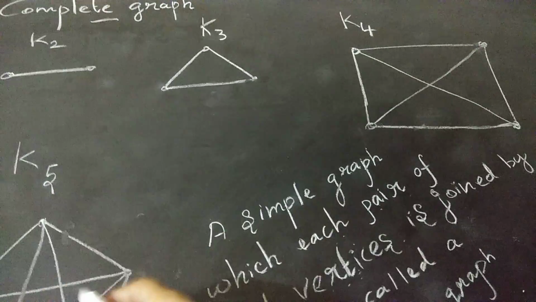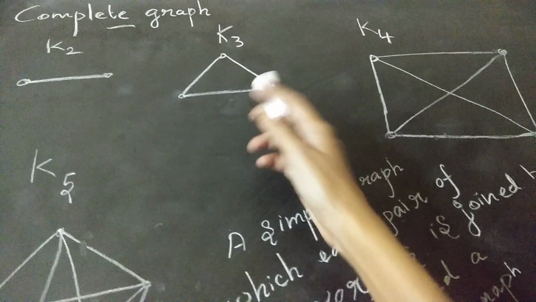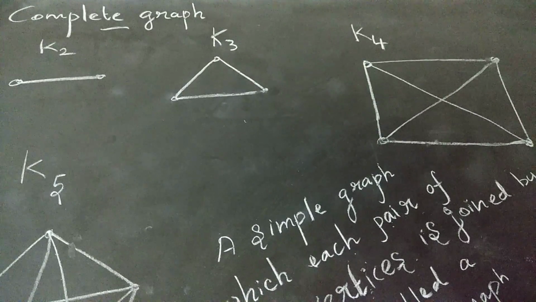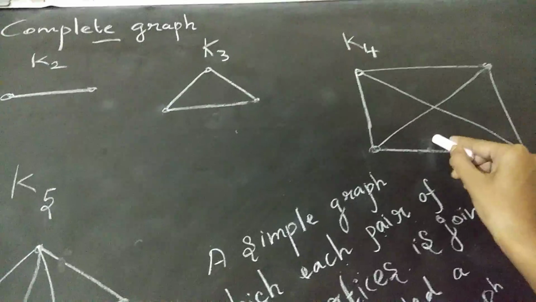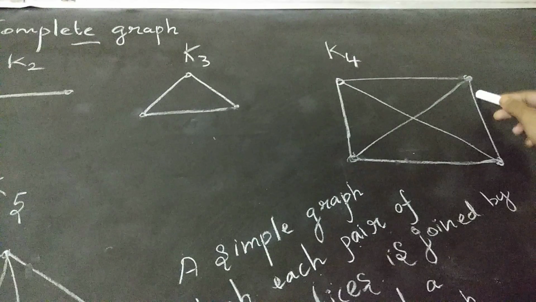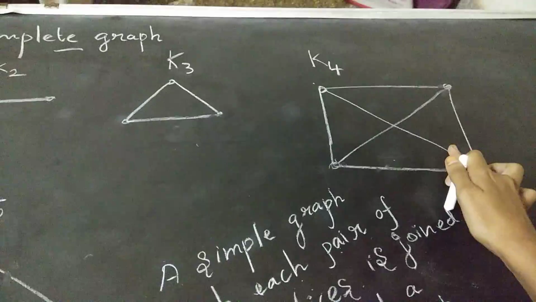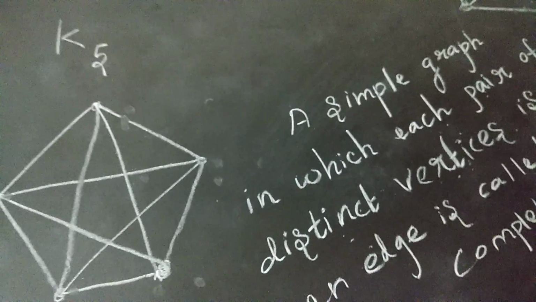So here look at this. This is a complete graph with two vertices. Look at this. This is a complete graph with three vertices. Right? This is a complete graph with four vertices. Consider any two vertices. There is an edge between them. Is that clear? Similarly, this is a complete graph with 5 vertices.